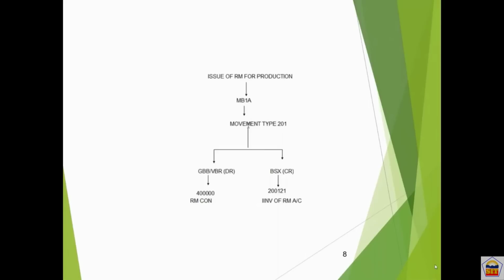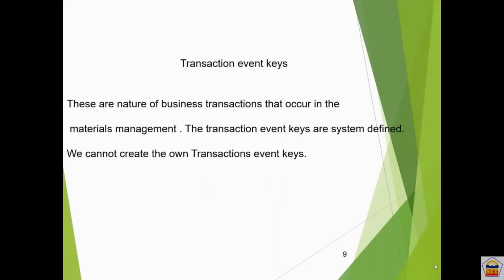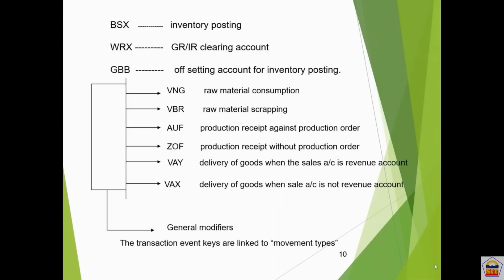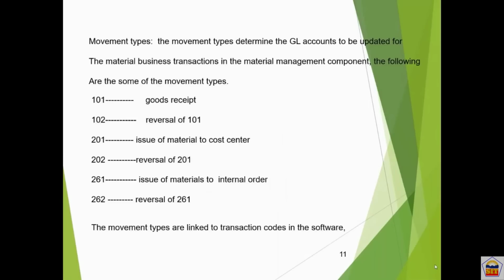Because under this movement type 201, the consumption will be increased and inventory will be decreased. So accordingly, we can assign the relevant GL so that the same GL can be debited for the consumption and credited for the inventory of raw material. So these movement types determine your GL to be updated for the material business transaction in the component.